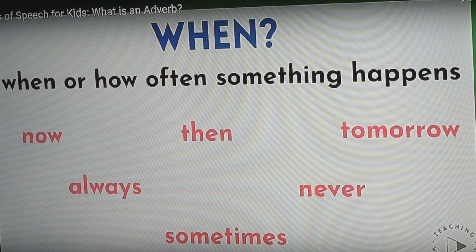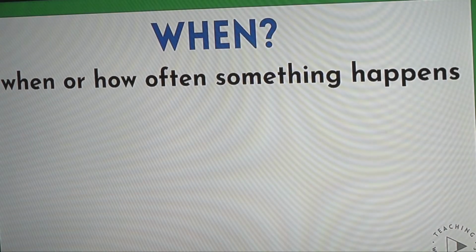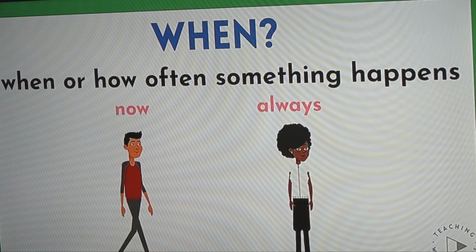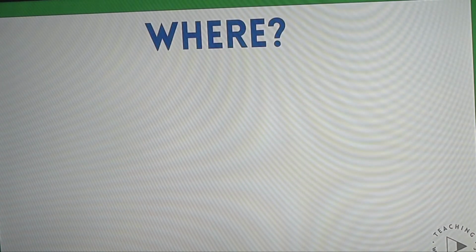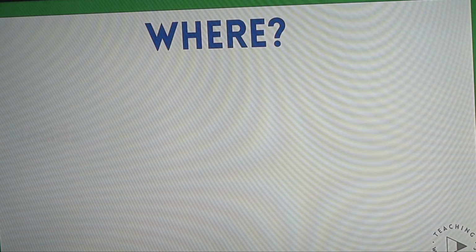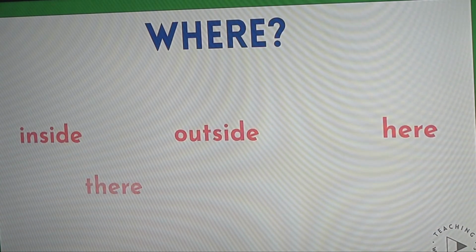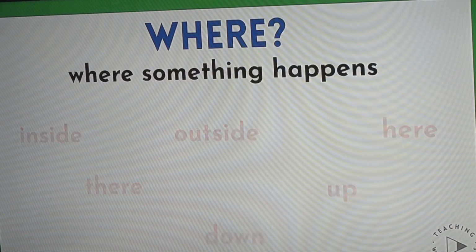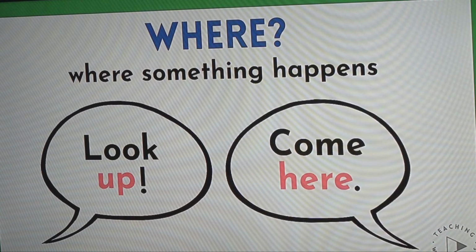We can use these words to describe verbs or adjectives, like walking now or always happy. Can you think of any other adverbs that describe when or how often something happens? Adverbs can also answer the question where. Words such as inside, outside, here, there, up, and down can be used as adverbs to tell where something happens, like look up or come here.